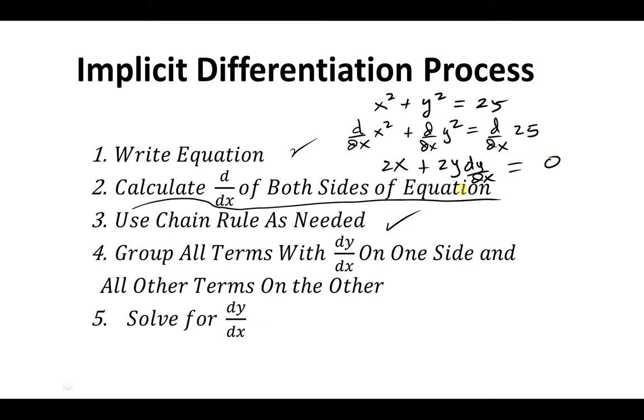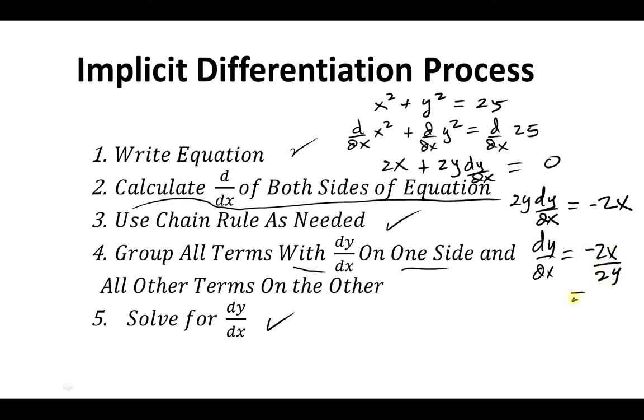Now notice we use the chain rule to calculate d dx of y squared. And then we want to group all the terms with dy dx on one side and all the other terms on the other. Well, in this particular simple example, 2y dy dx is a term that contains dy dx, and we'll move the 2x to the other side, and now we'll solve for dy dx. dy dx is simply minus 2x over 2y, equal to minus x over y. So we have solved for dy dx using this process. And this is what you will do for all of the problems involving implicit differentiation.